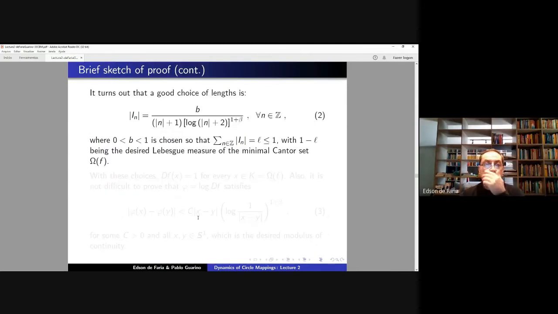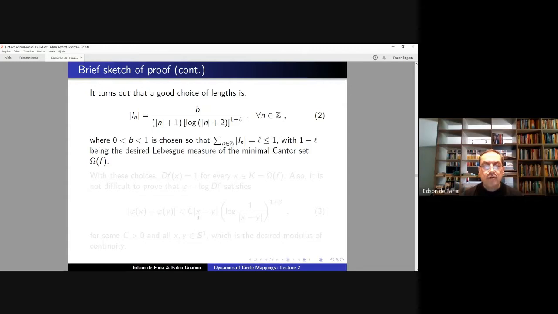Okay, so a good choice of lengths turns out to be given by this funny expression that you see here. So you can take the intervals to be such that their lengths are given by a constant divided by essentially n times log n raised to the power 1 plus beta. The reason why we add 1 to n here and add 2 to n inside the logarithm is of course to avoid 0 in the denominator, okay? But it's essentially a constant divided by n times log n raised to this power 1 plus beta, which is slightly better than 1, right?